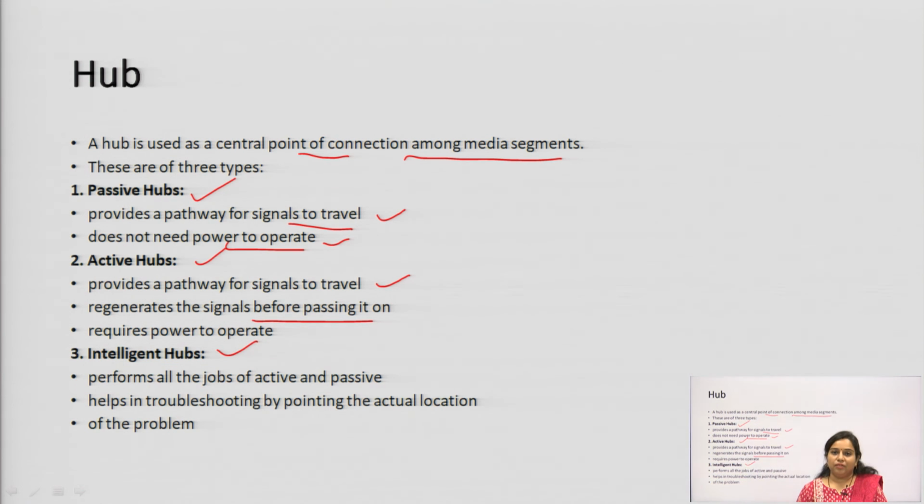Whenever any signal has been affected by noise, it will remove that noise, maintain the original strength of the signal, and repeat the signal at its output. So, regenerative repeaters are used in the active hub to maintain signal quality. This is the main plus point compared to the passive hub, and it requires power to operate. You can consider that an advantage or disadvantage, that it requires power to operate.